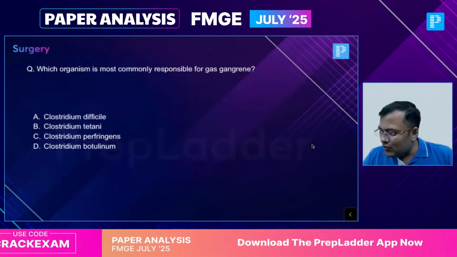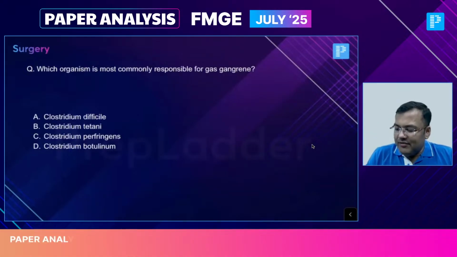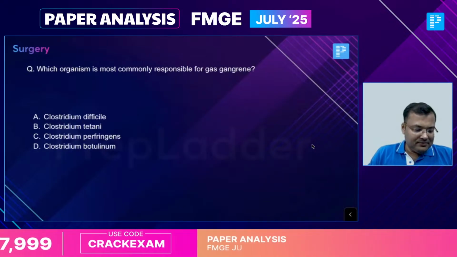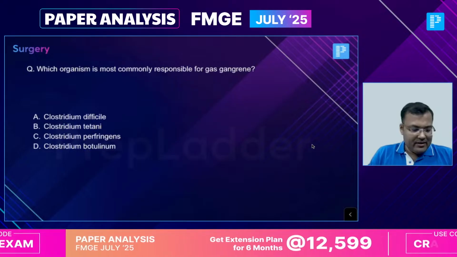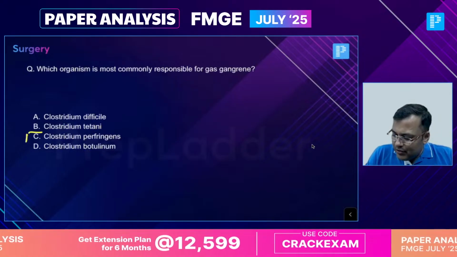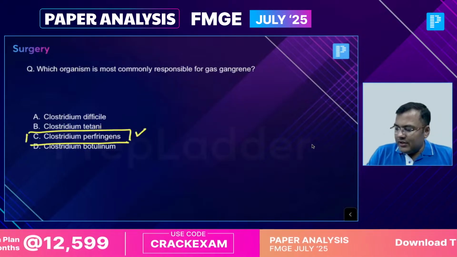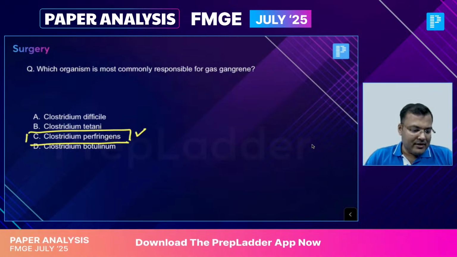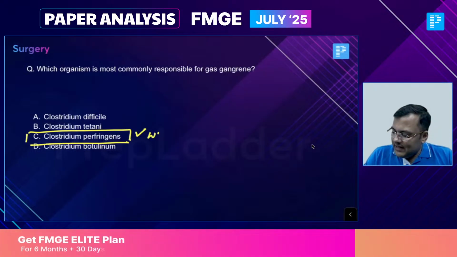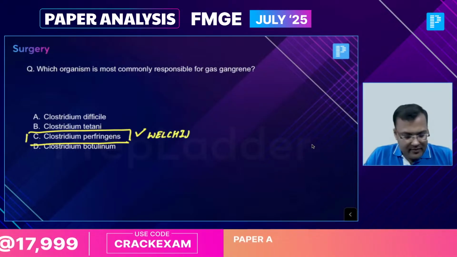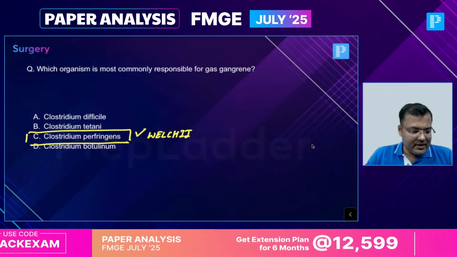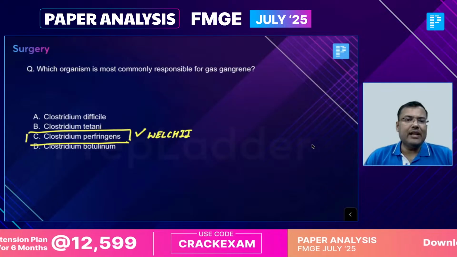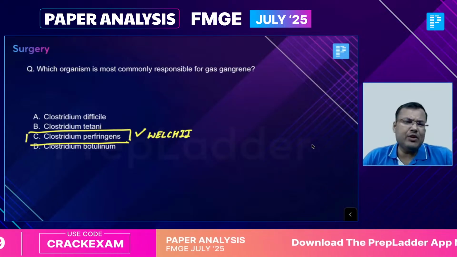Which organism is most commonly responsible for gas gangrene? All of you know. Gas gangrene, guys, tell me. Easiest question. All of you are correct. Laryngeal was also in the option. So it is Clostridium perfringens. That is gas gangrene. Welchii tha. Clostridium welchii. Okay, oral cavity was there in the option. So oral cavity you can mark.